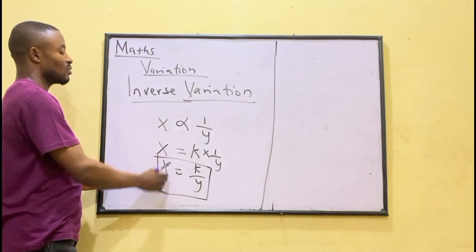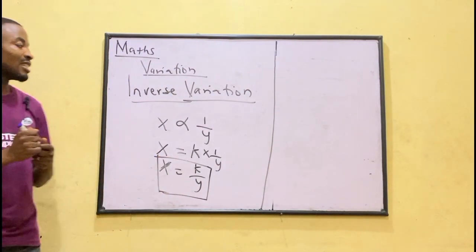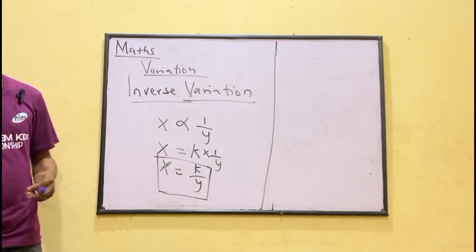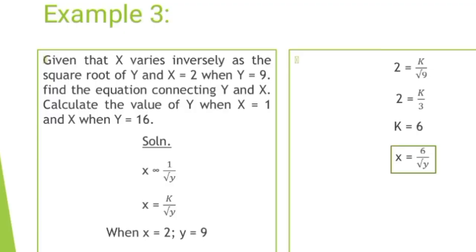Okay, so let's take a question here in inverse variation and see the kind of thing it looks like. The question says, given that x varies inversely as the square root of y and x is equal to 2 when y is 9, find the equation connecting y and x. Calculate the value of y when x is equal to 1 and x when y is 16.